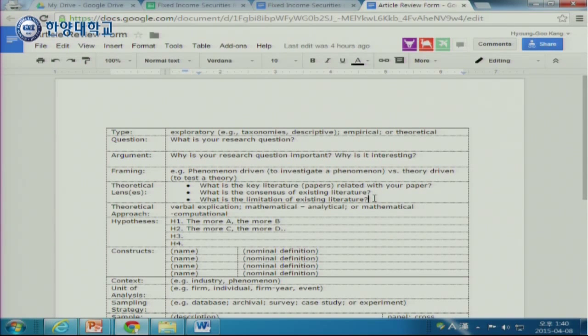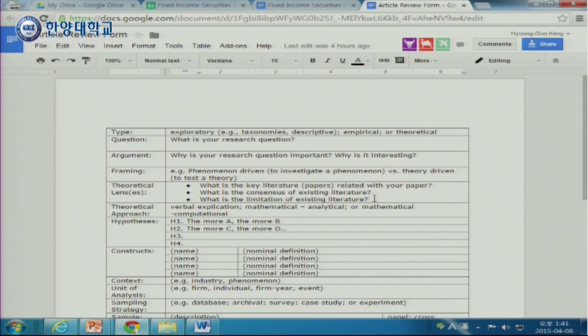Otherwise, you can just write down logical arguments and generate some hypothesis. That is your theoretical approach. I guess most of you will be doing a verbal explication. Next is a very important part. You have to develop hypothesis. Okay? Hypothesis should be like this.